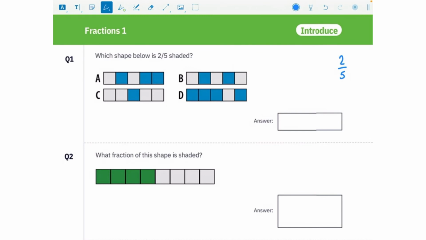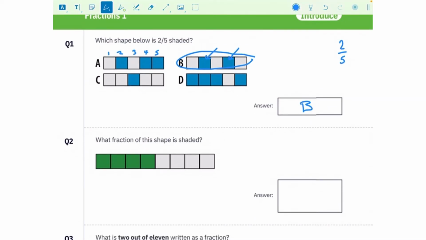So with each of these shapes, we've got 5 parts. 1, 2, 3, 4, 5. So we're looking for the shape that has 2 shaded out of 5. So in this case, that's going to be B. We've got 2 of them shaded out of 5 sections. So B.